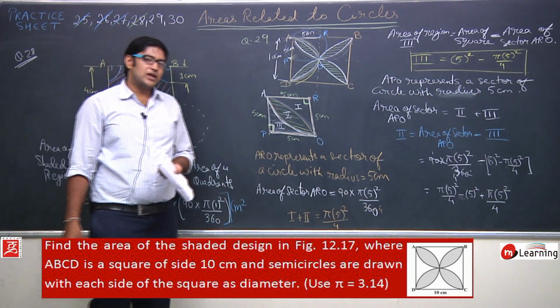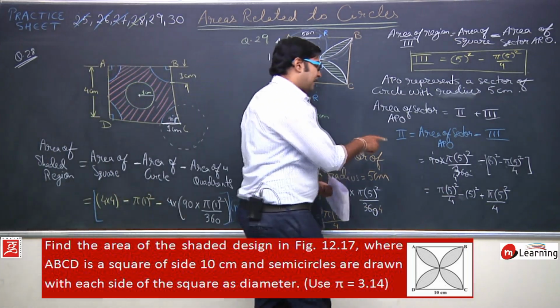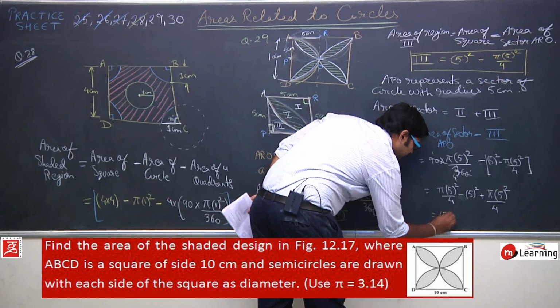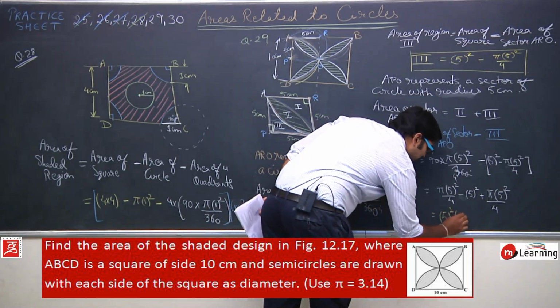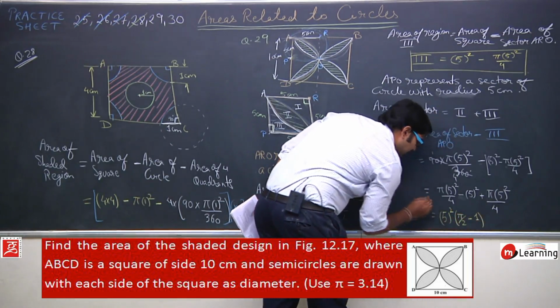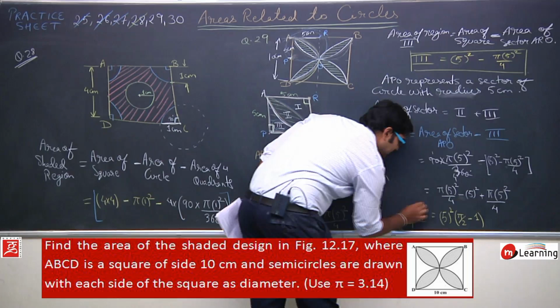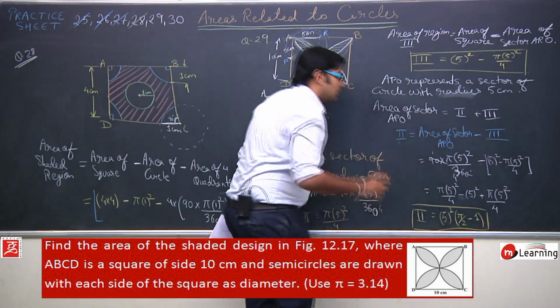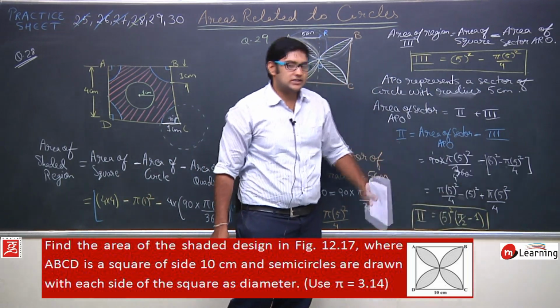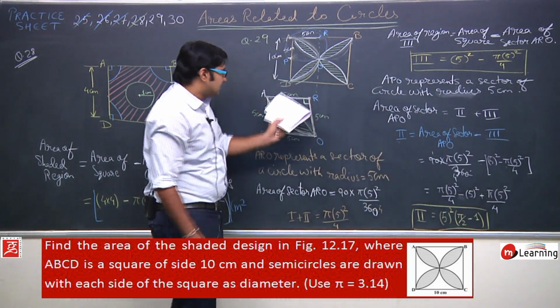So what I am going to say is the area of region 2 is equal to 5 square into the bracket pi by 2 minus 1. This is the area of region 2. If you solve this, you will get 5 square into pi by 2 minus 1. This is the area of region 2.